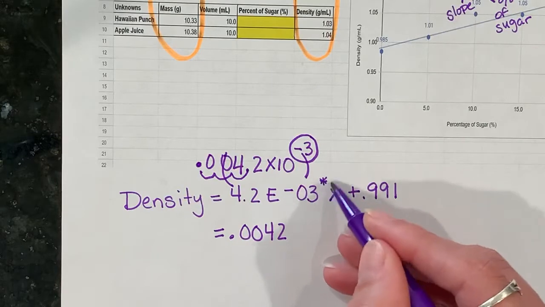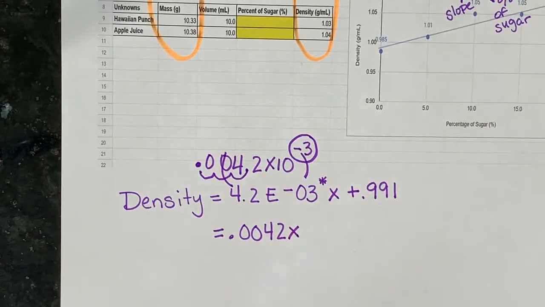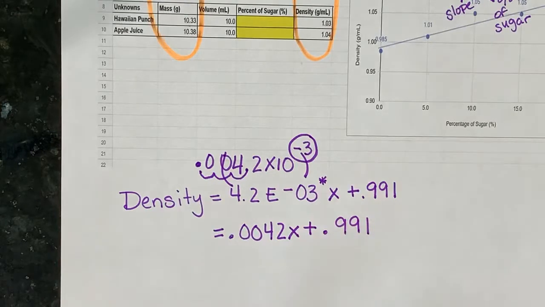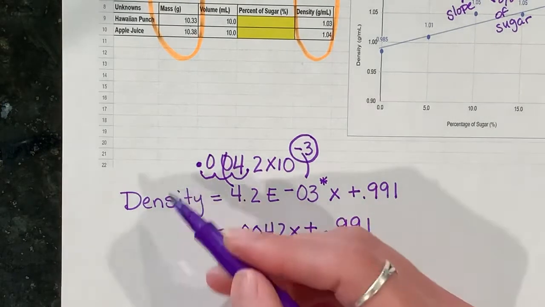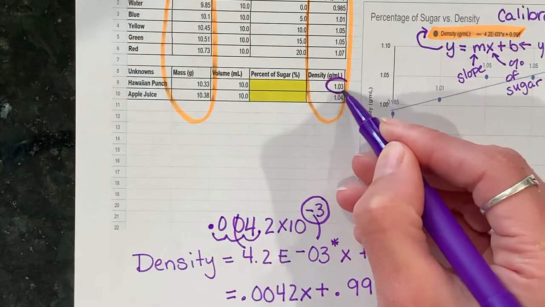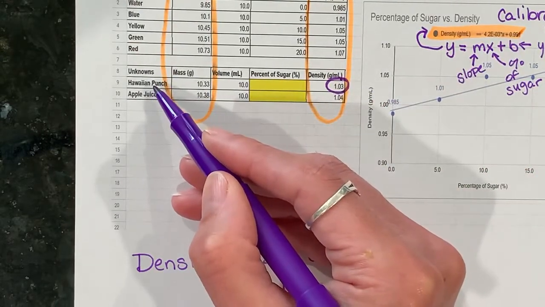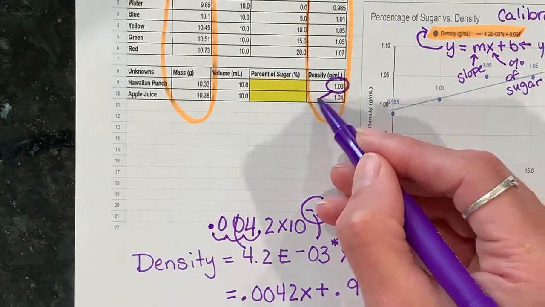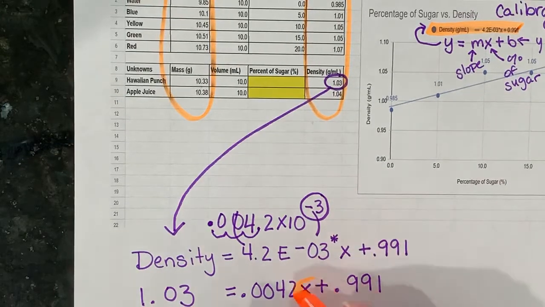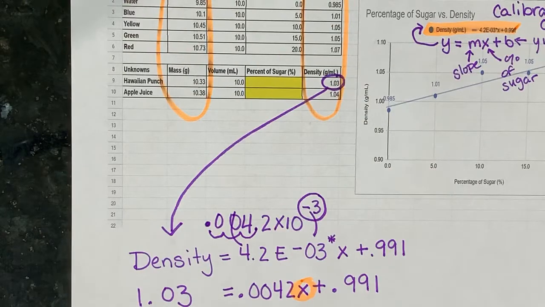Okay. The star is telling me I'm multiplying that number by x, and I'm adding that to 0.991. Okay. Now the density is going to come from up here. I'm going to use the density for my Hawaiian punch. Remember, your number will look different. And I'm going to bring that down here. So I've got 1.03 is equal to mx plus b, where I'm solving for x, where x represents my percent of sugar.